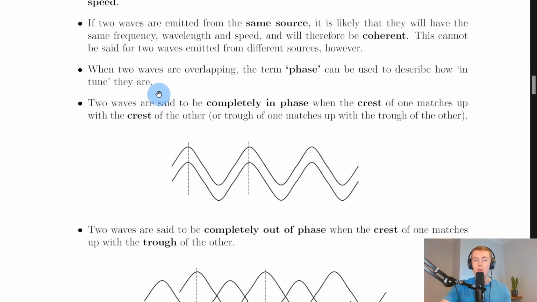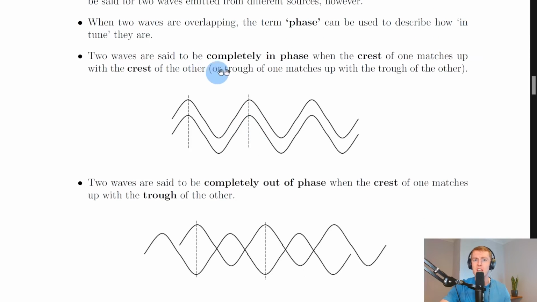Jumping back to the notes now, it says when two waves are overlapping, the term phase can be used to describe how in tune they are. Two waves are said to be completely in phase when the crest of one matches up with the crest of the other, or the trough of one matches up with the trough of the other.